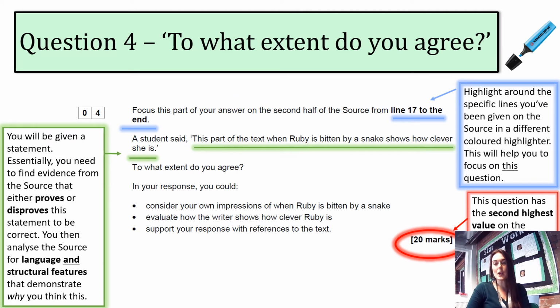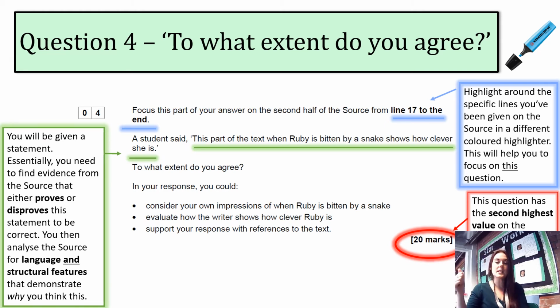Now, this is the big question on the paper. The 20 marker is worth the most. And I think it's relatively easy. If you remember to do one thing, you must talk about the language features. Do not forget them, or the structural features, but you've got to talk about language and structural features. So it's the second highest value on the paper. So writing is 40, this is 20.